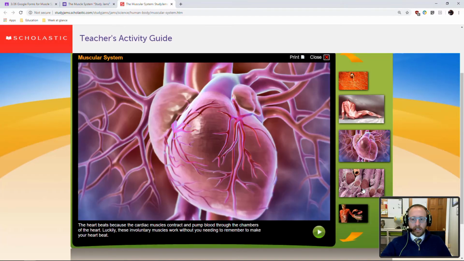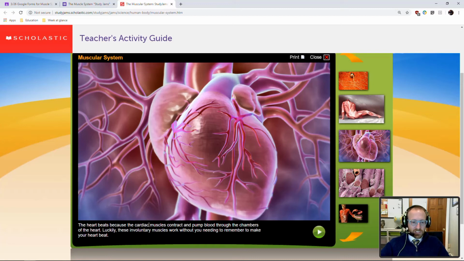Well, my next picture is a picture of a heart. I bet you got my answer here. The heart beats because the cardiac muscles contract and pump blood through the chambers of the heart. Luckily, these involuntary muscles work without you needing to remember to make your heart beat.